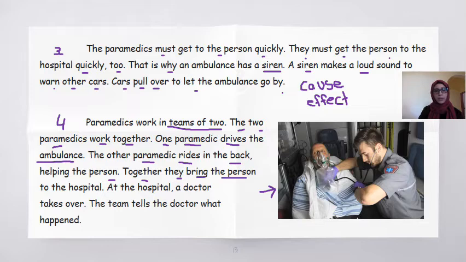Together, they bring the person to the hospital. Sometimes paramedics get all the credit for saving someone's life. At the hospital, a doctor takes over. The team tells the doctor what happened. They tell him what happened because they were there during the accident, or they were called to the place where the accident happened. They have to explain all the situation.